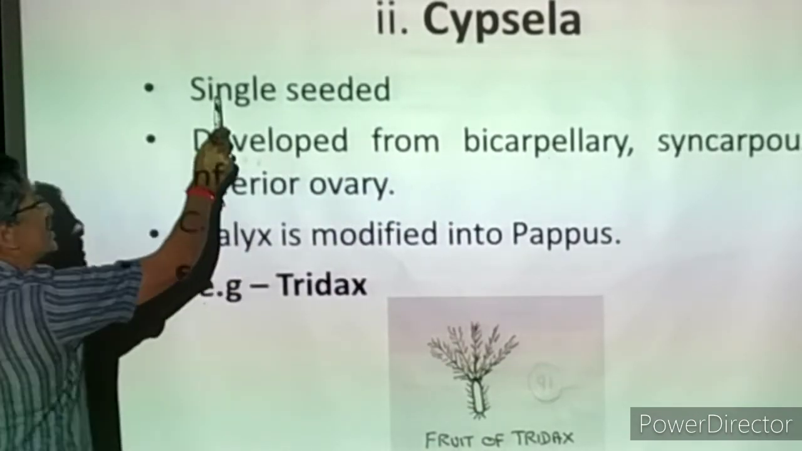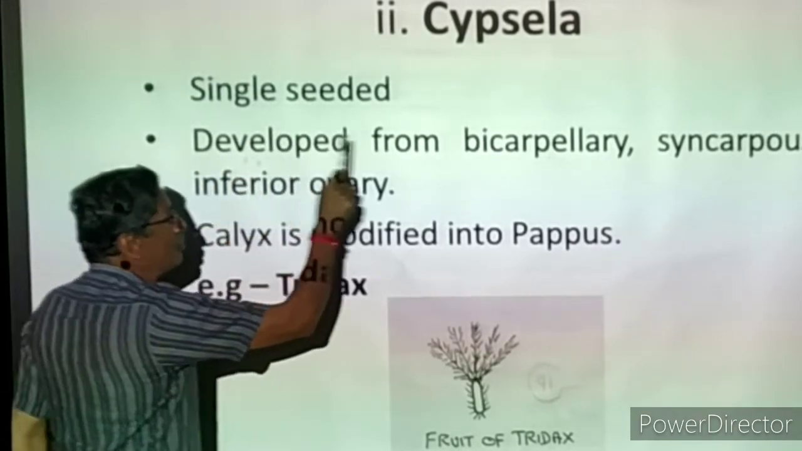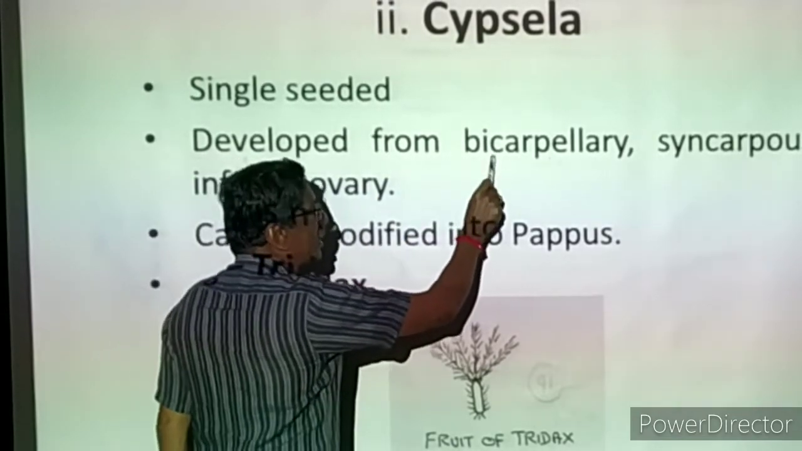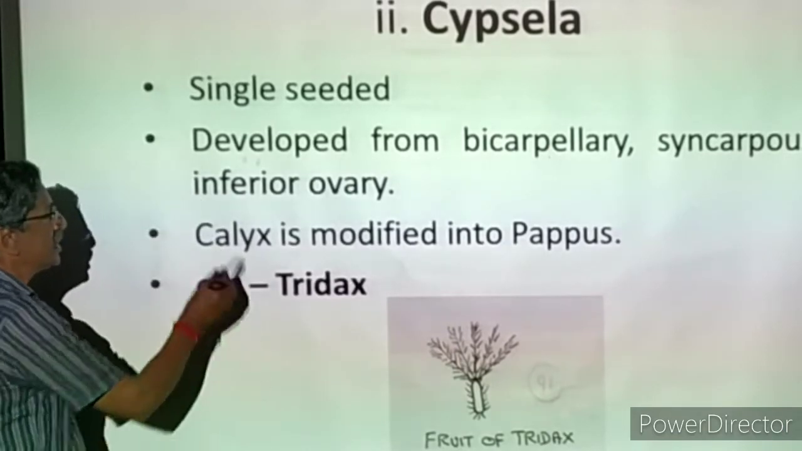Achene. We are coming to the second type called a cypsela. Now it is also a single seeded fruit. It is developed from a bicarpellary ovary. The previous one is monocarpellary, this is bicarpellary, syncarpous. Syncarpous means carpels are united.